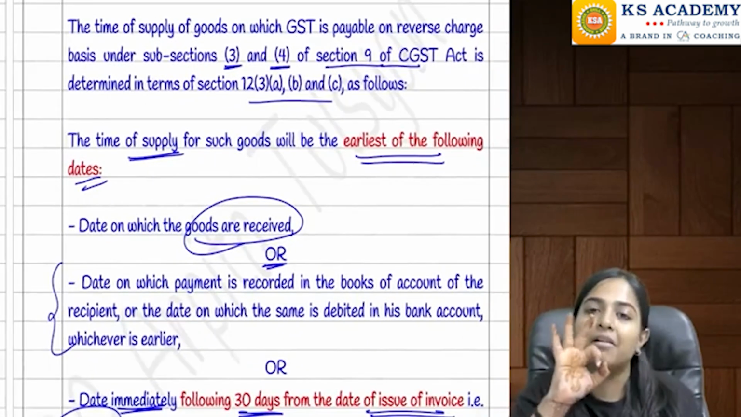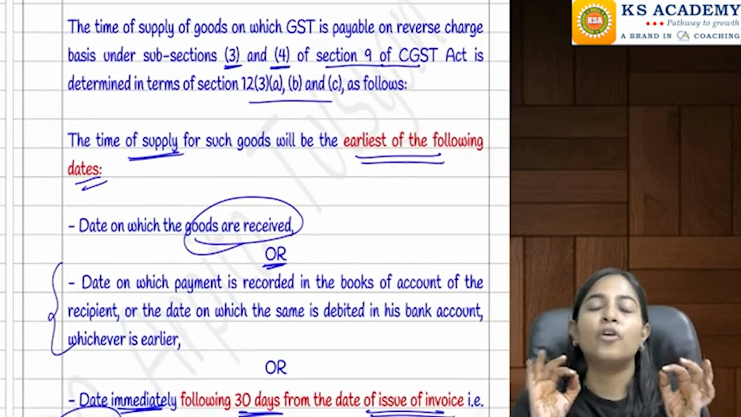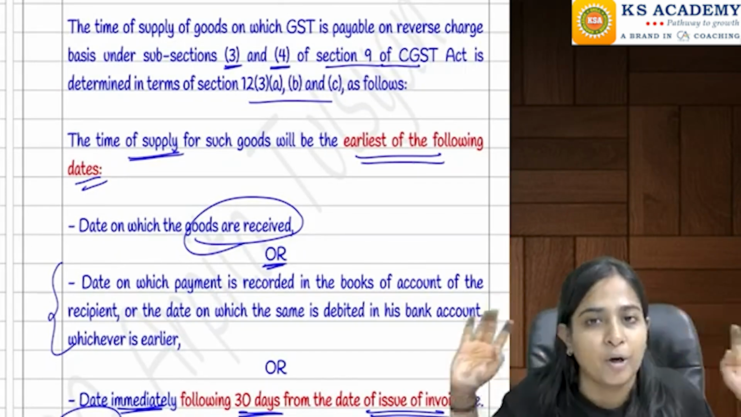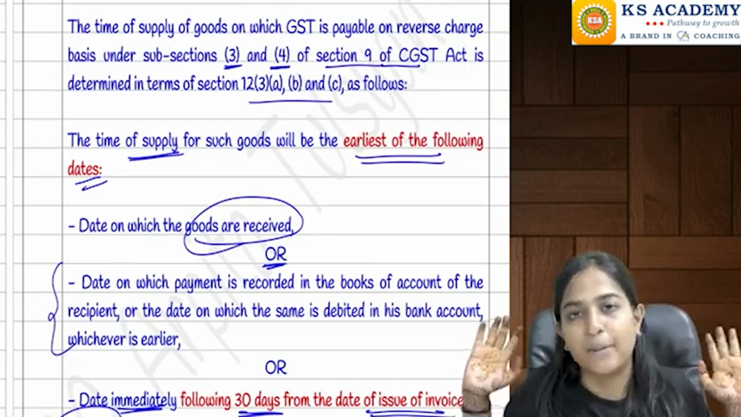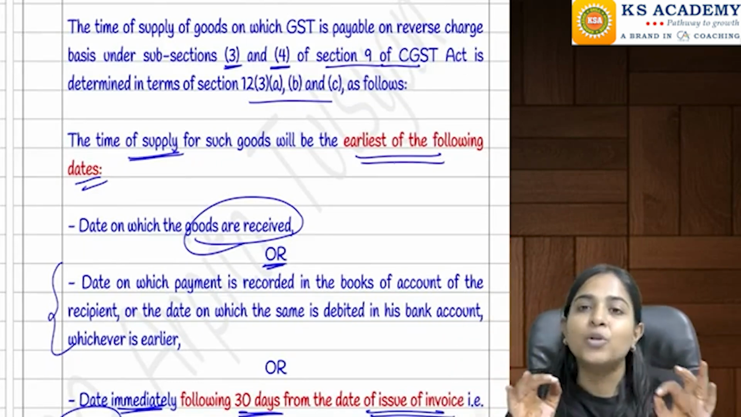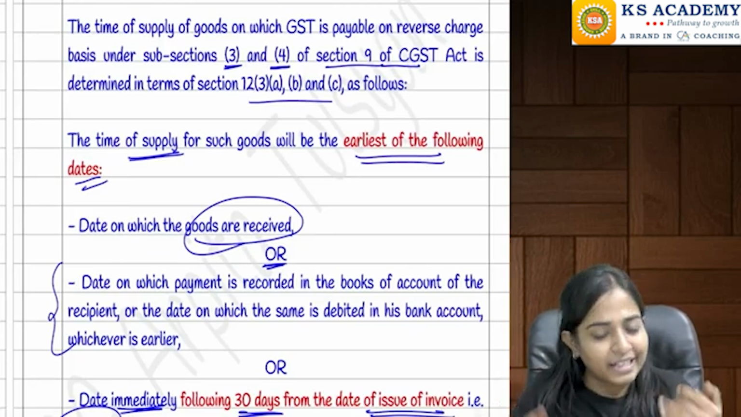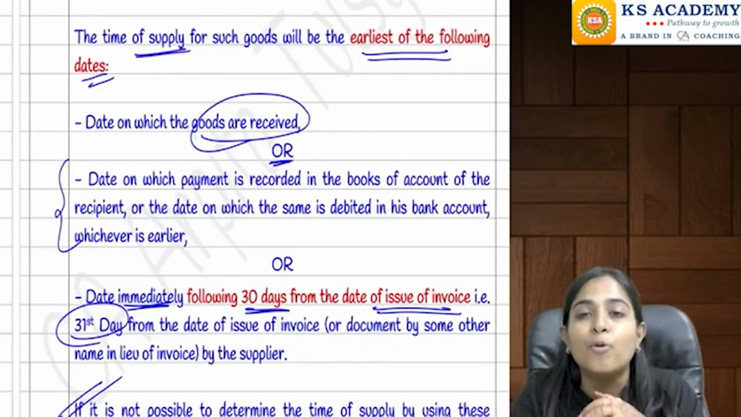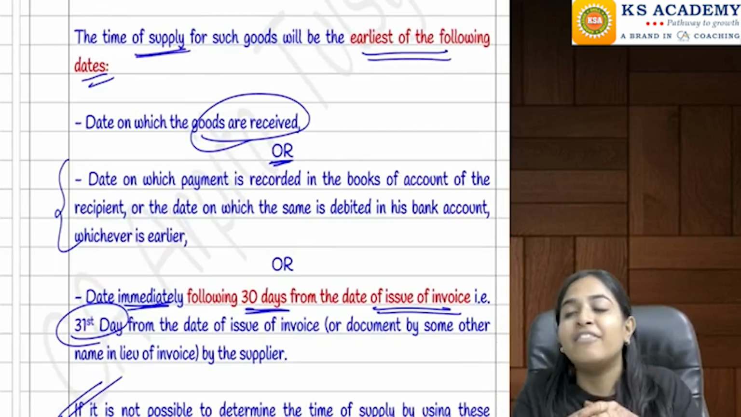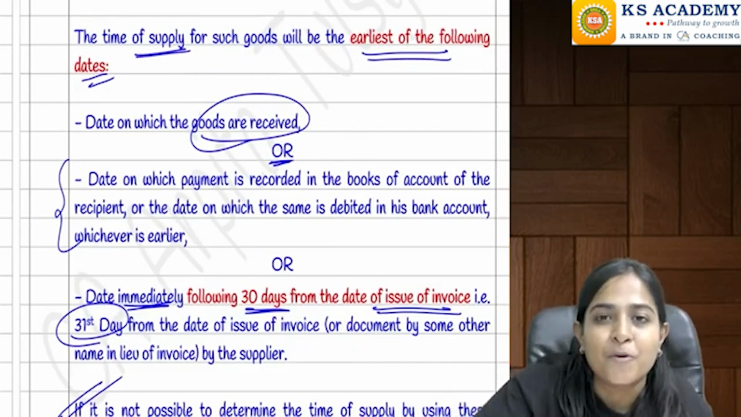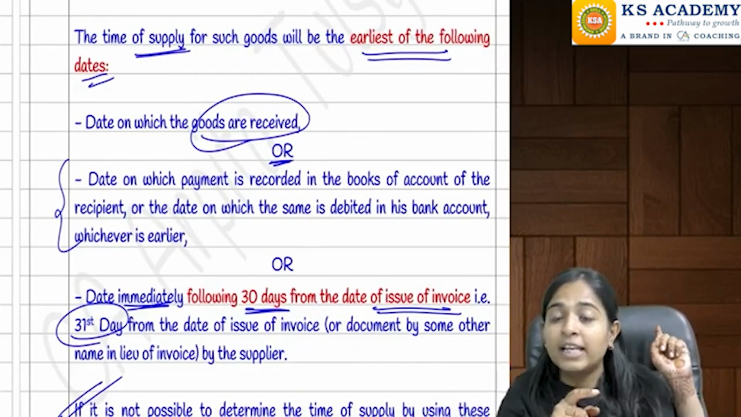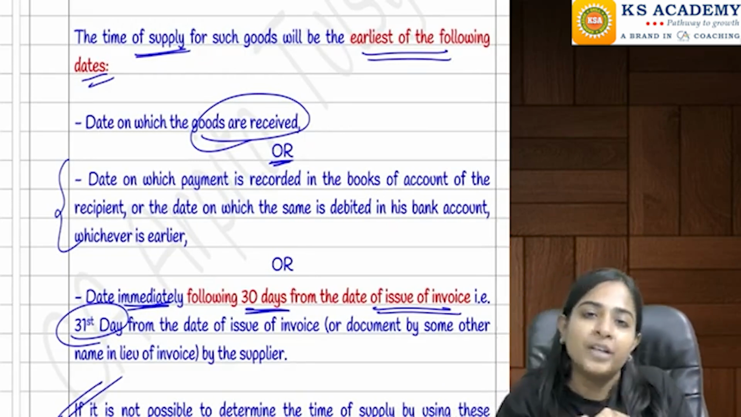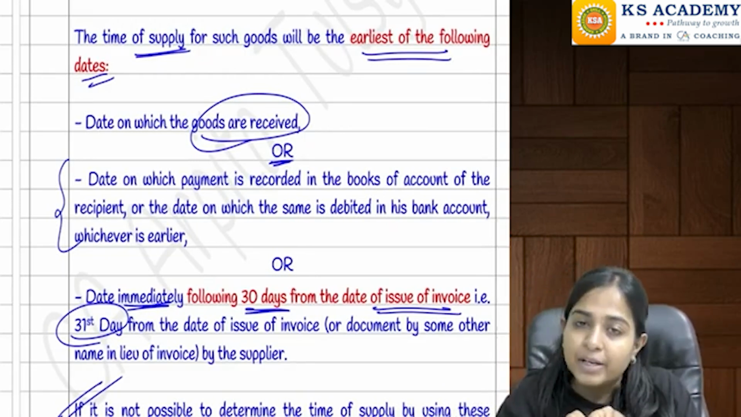Time of supply will be the earlier of 3 dates. Earlier of which 3 dates? First one, now think from the recipient point of view, reverse charge now. Think from the recipient point of view. The date on which the goods are received by the recipient, or the date when the payment is recorded in the books of the recipient, or the date when the payment is debited from the books of the recipient. We had done totally ulta in case of 12-2 because that was from the supplier point of view. Now this is from the recipient point of view. Are you clear with this?